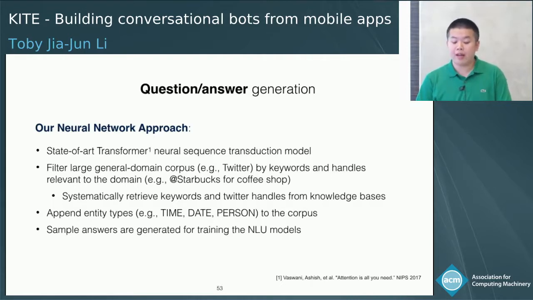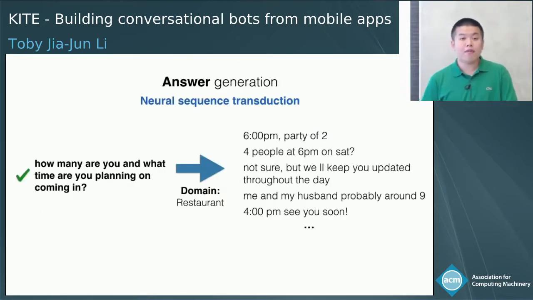To prepare the data, we filter a large general domain conversation corpus, such as Twitter conversational data, using keywords that are relevant to the domain. For example, when we build a coffee ordering bot, we use conversations that contain coffee-relevant keywords and conversations that involve Twitter handles of coffee shops. For the chosen prompt question, we generate a sample set of user utterances, so the developer doesn't have to manually come up with them for training the natural language understanding model of the bot.